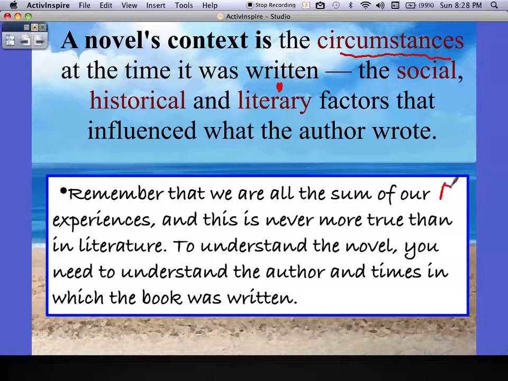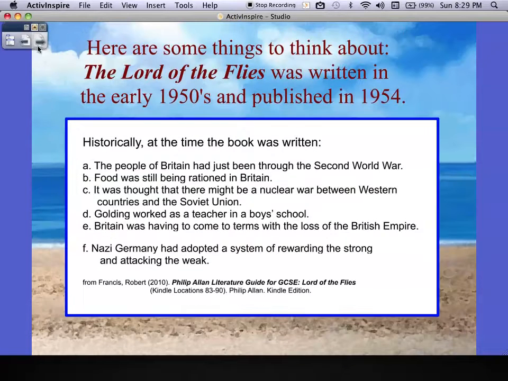Remember, and we've talked about this a lot, both in our writing and reading other people's writing, you can't help it. You are the sum of your experiences. What you have experienced, what you know, has affected what you believe and how you look at the world. And this is never more true than when you read someone else's literature. To understand a novel, you have to understand the time and the place that the author lived. You have to understand what it was that shaped that author's truth.